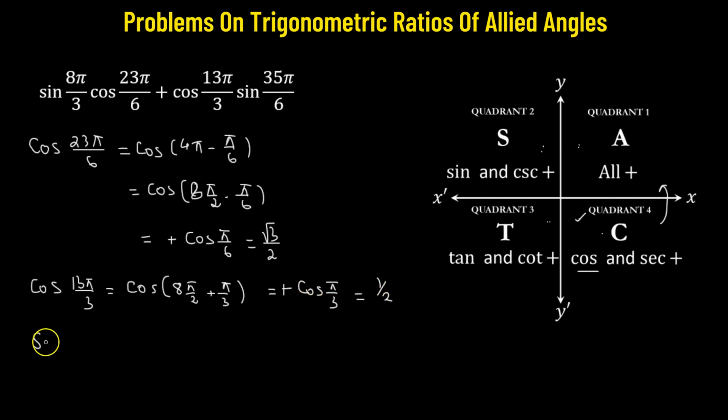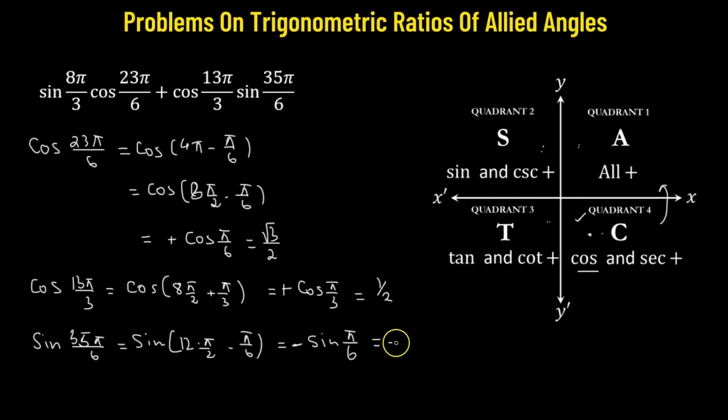Then finally, we're going to find out the value of sine 35 pi over 6. Now we can rewrite this as sine 12 times pi over 2 minus pi over 6. So 12 being an even multiple of pi over 2, we have sine pi over 6. So 12 times pi over 2 means we are in the fourth quadrant because 12 is a multiple of 4. And since we are subtracting pi over 6, and pi over 6 being a small angle lying between 0 and pi over 2, we are still going to lie in the fourth quadrant. Here only the cosine and the secant function are positive, so everything else is negative. So this is going to give us a value of -1/2.